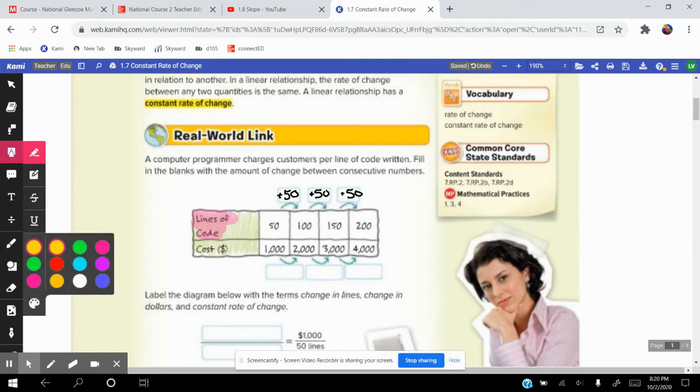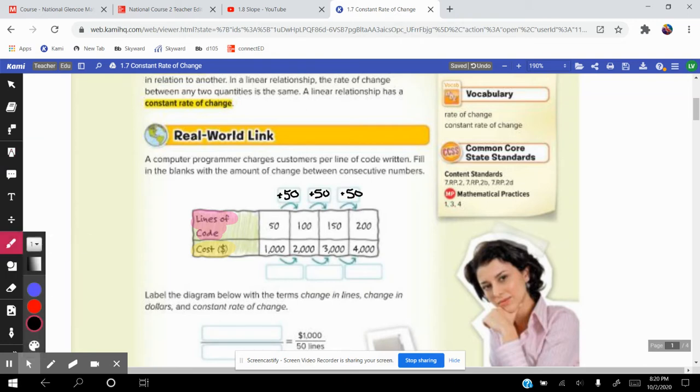Next, we have the cost in dollars. It goes from 1,000 to 2,000, 3,000, 4,000. So each time we are adding 1,000. Label the diagram below with the terms change in lines, change in dollars, and constant rate of change.